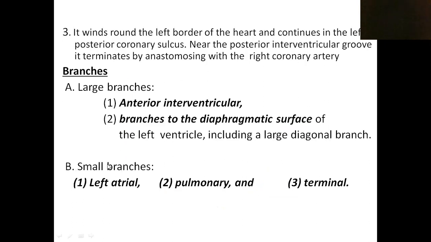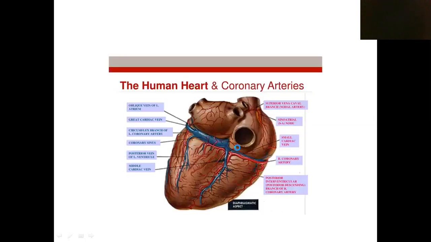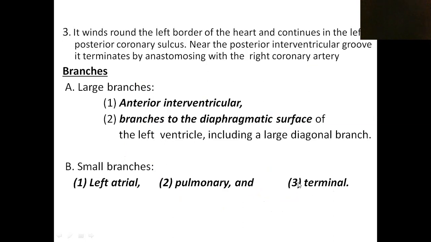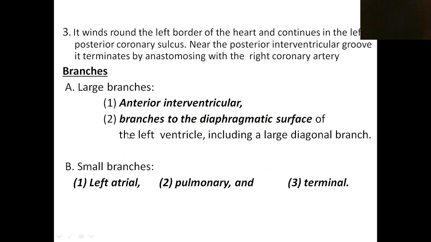In addition to the large branches, it gives some small branches to the left atrium, to the pulmonary trunk, then terminal branches. See, to the left atrium, the branches are there. Then here the pulmonary branches go to this area of the ventricle, not to the pulmonary trunk. It is here to the right ventricle, pulmonary branches to the right ventricle, then terminal branches. Those terminal branches join with the opposite side artery. Okay, so this is the course.